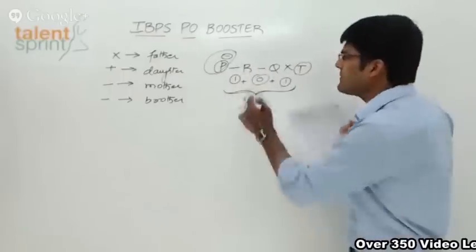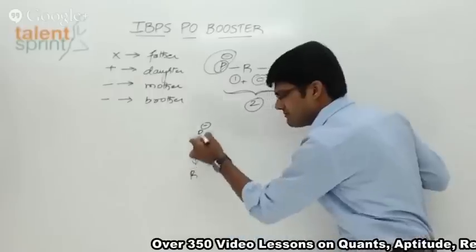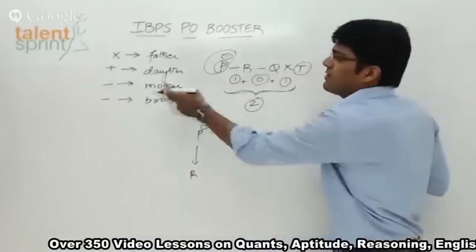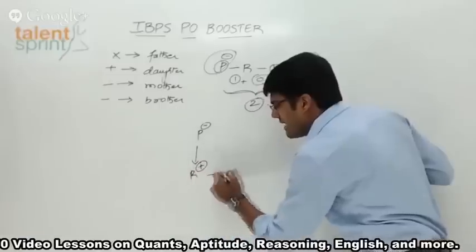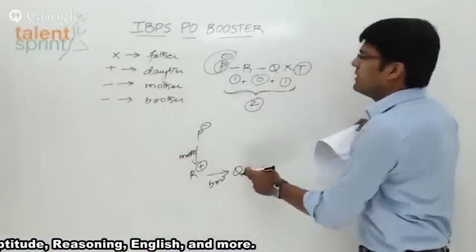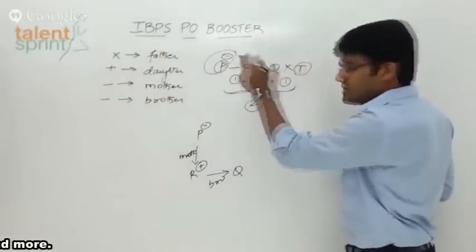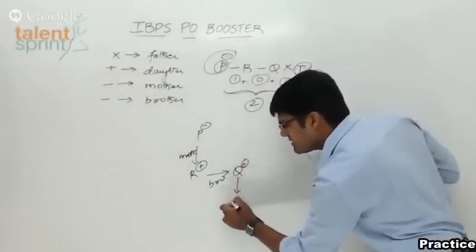How do you draw the family tree? P division R, so P is the mother of R. So mother of R. That means this is how you represent it. R minus Q, R is the brother of Q, so male and brother of Q, right? And here it is mother. Then Q into T, Q is the father of T. Are you able to follow? Q into T means Q is the father of T, so T will come here.